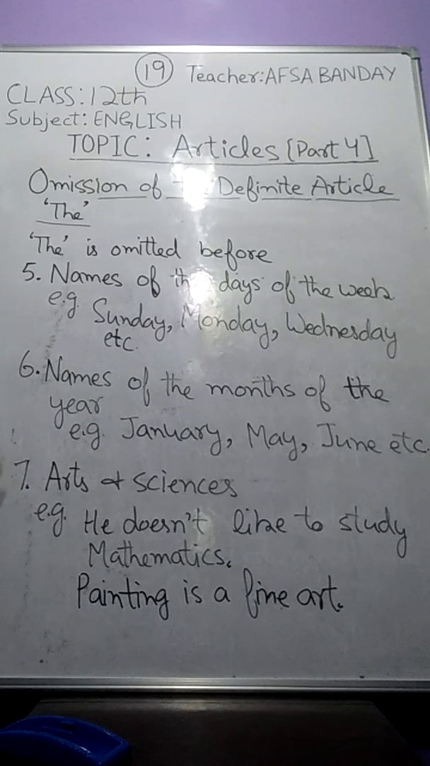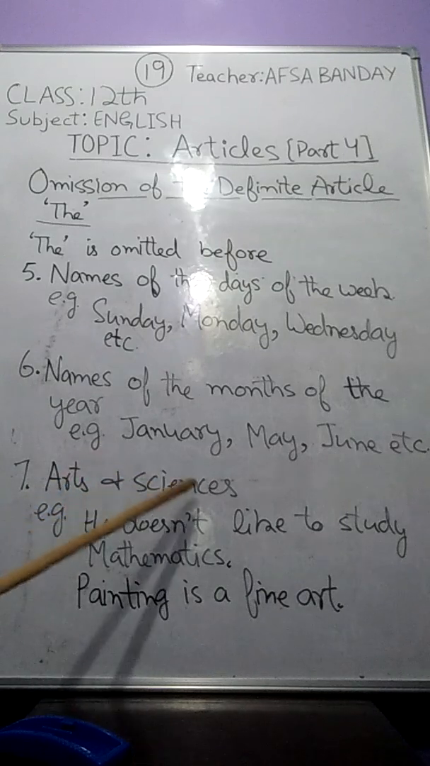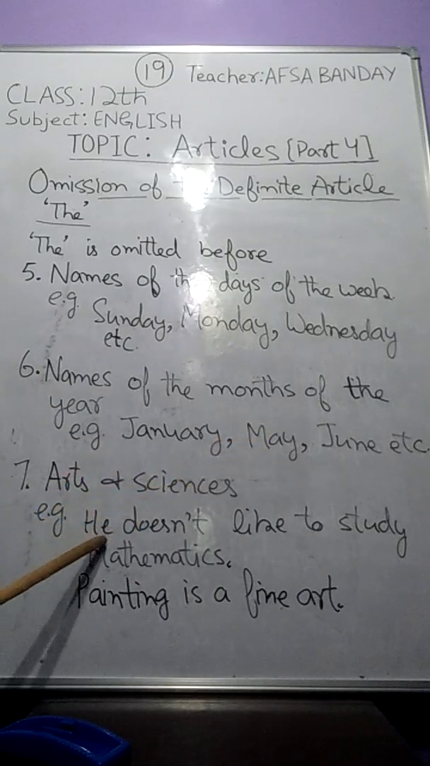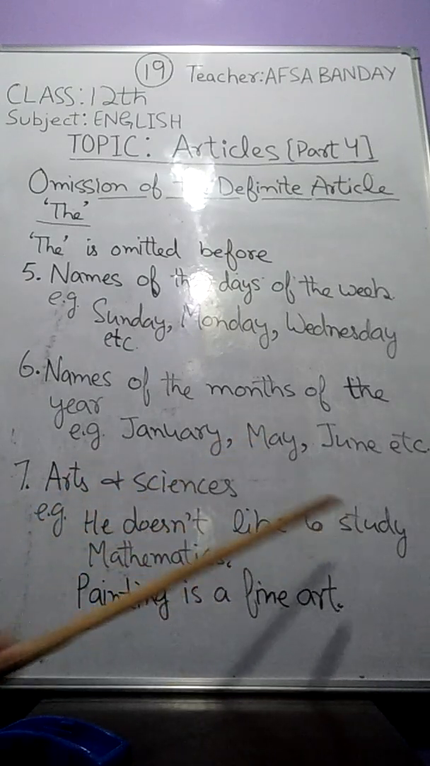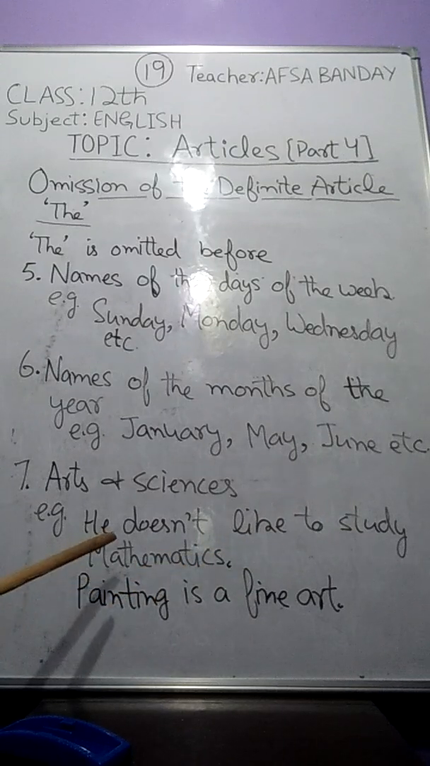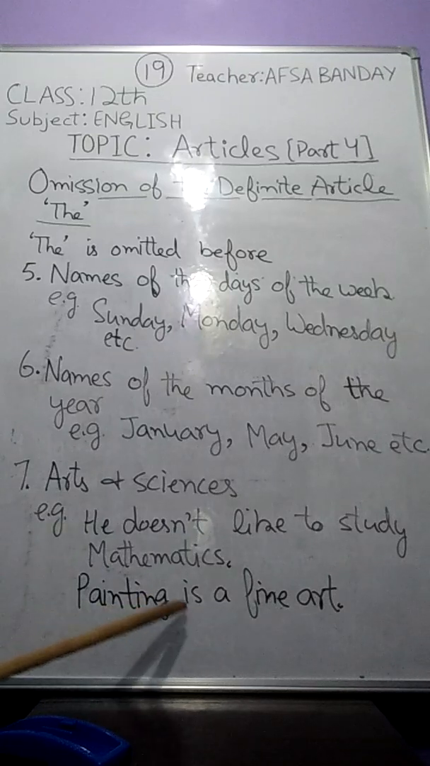Number 7: "the" is not used before arts and sciences. For example, we say he doesn't like to study mathematics. We don't say the mathematics. Or we say painting is a fine art.